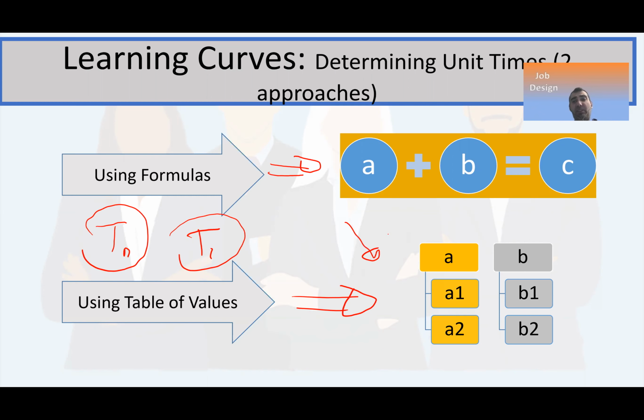This is especially true for the case when we're looking for the total time. When we're looking for total time, it is faster to use tables.